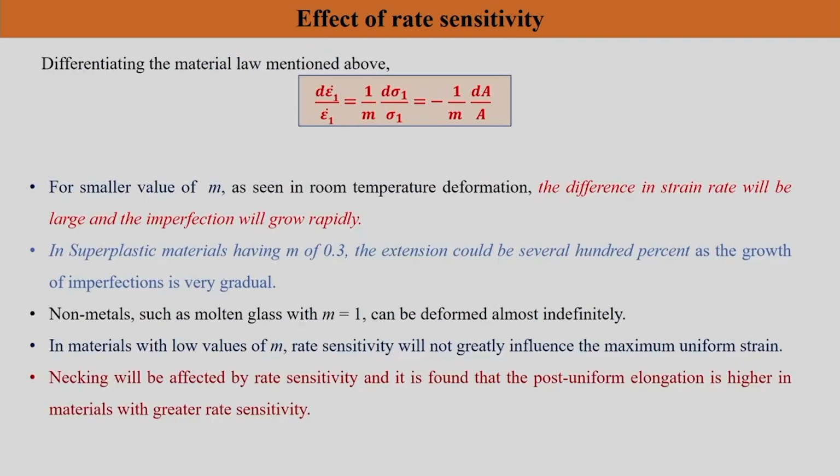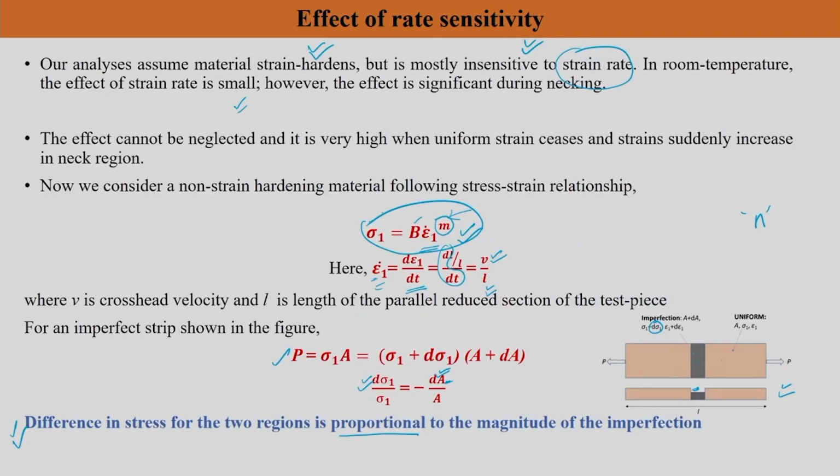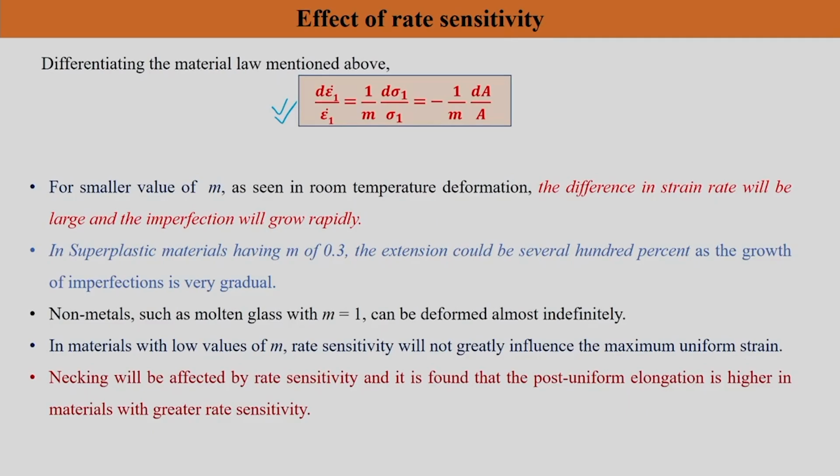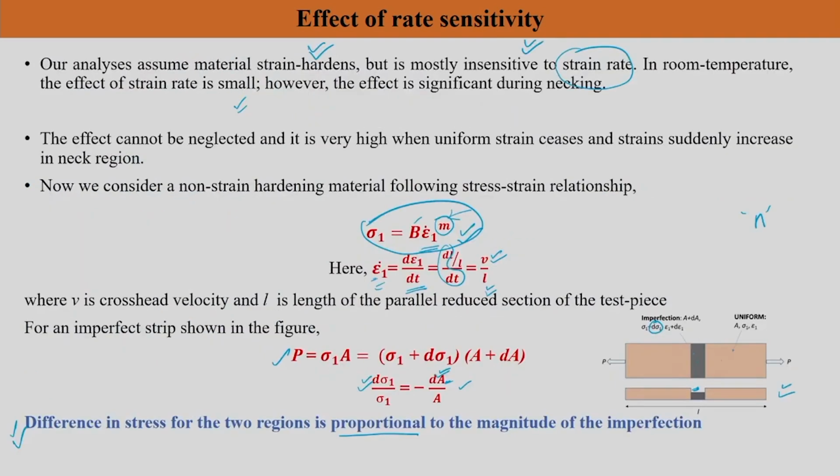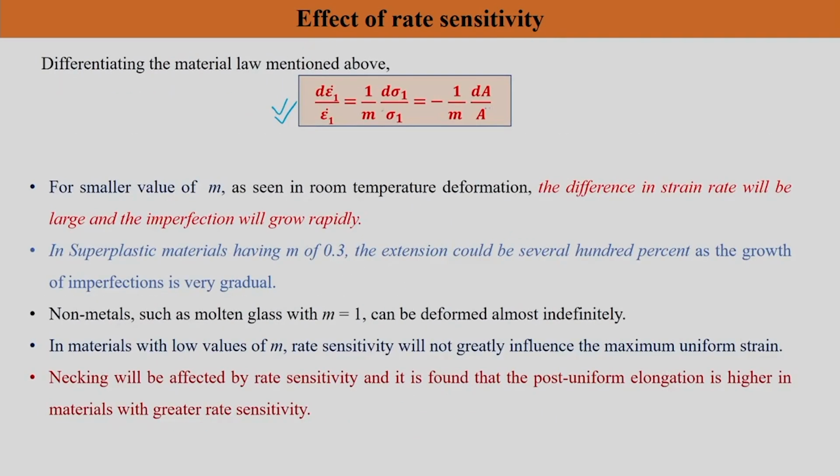for my this particular change in strain rate with respect to the strain rate, which is nothing but d epsilon 1 dot divided by epsilon 1 dot is equal to 1 by m d sigma 1 by sigma 1, and d sigma 1 by sigma 1 is equal to minus 1 by m dA by A. So, you have to differentiate this, and you can substitute here, and you will get this particular relationship, and m is nothing but my strain rate sensitivity index.